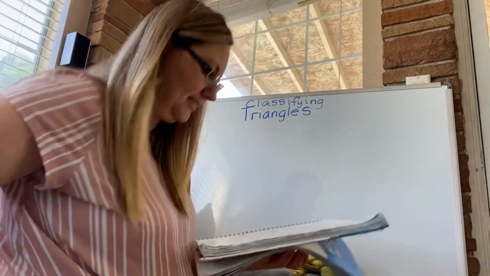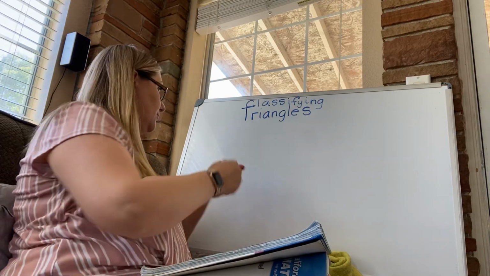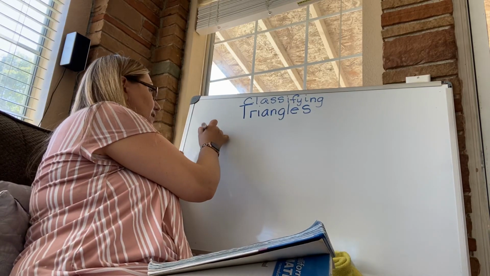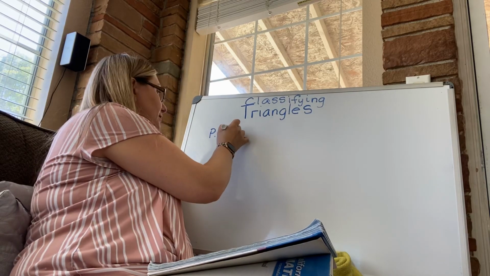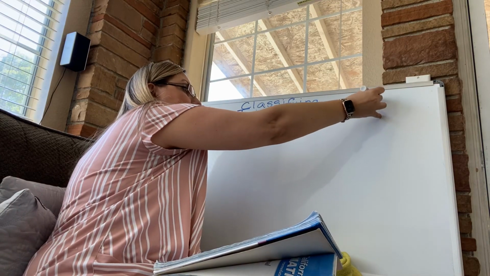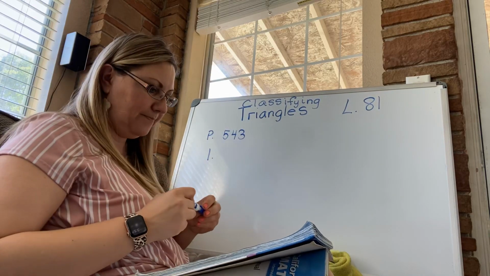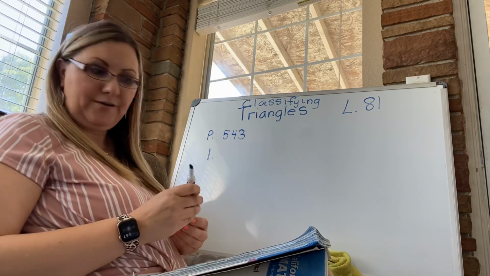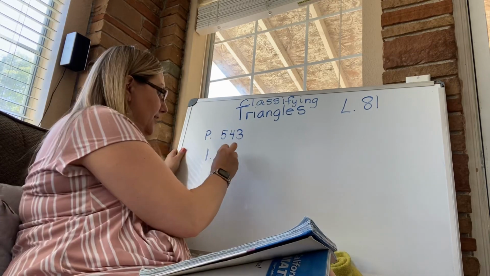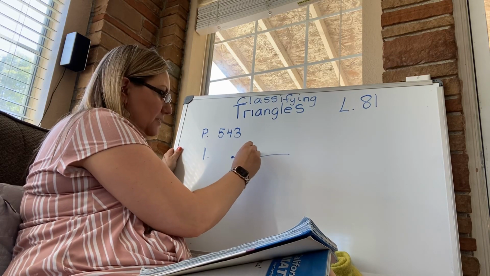Okay, so this is one of those that it's best to draw a picture. Okay, so let's see if we can figure this one out together. So number 1, and keep in mind, we are on page 543. This is lesson 81, classifying triangles. Okay, so number 1, first star problem. So let's think about our friend Freeman. He starts somewhere and he rides his bike, let's say 2 miles.